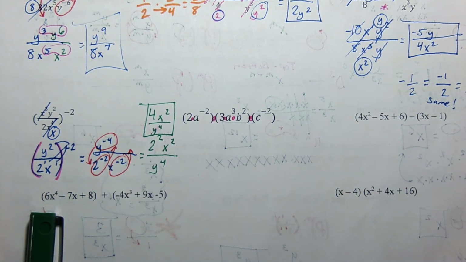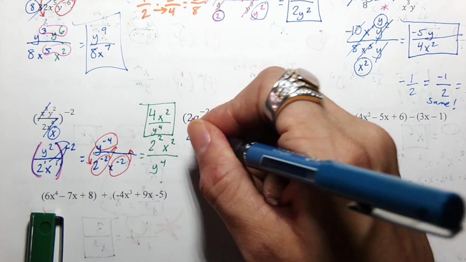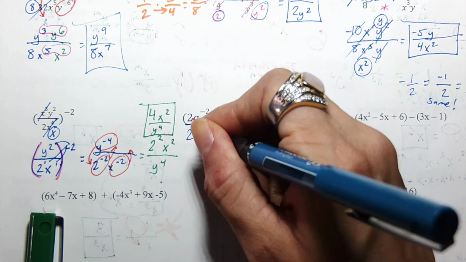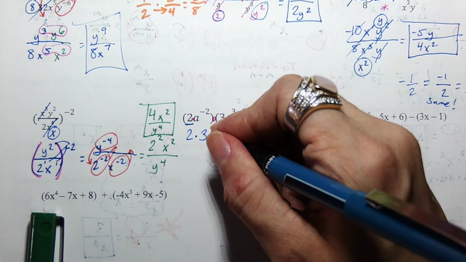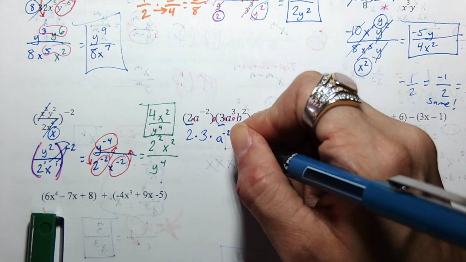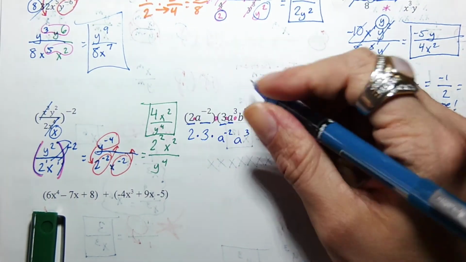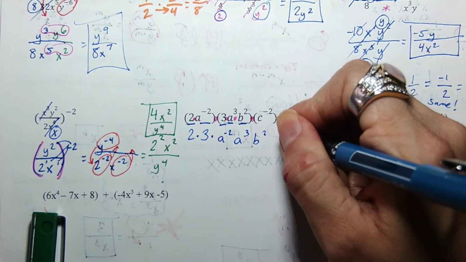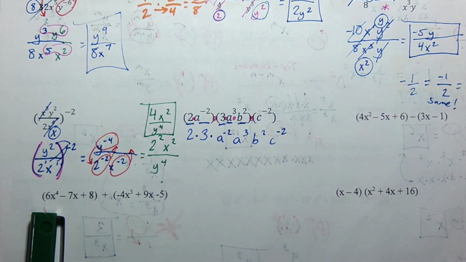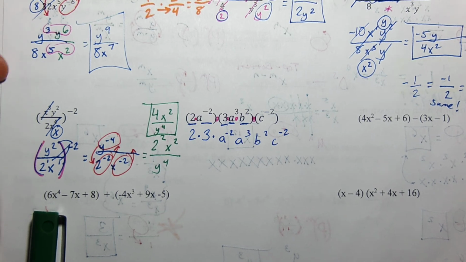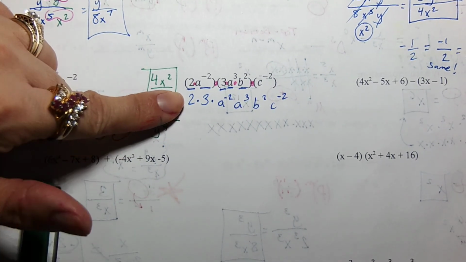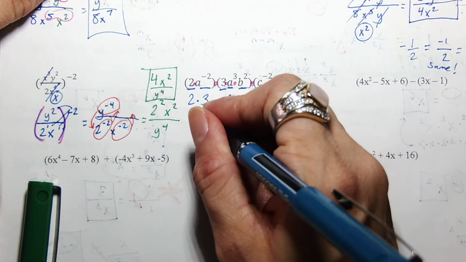So what I'm going to do is rearrange this because 2 times 3 is the same as 3 times 2. We can switch the order of these around. I'm going to put my numbers together, 2 times 3, and then I'm going to go alphabetically: a to the negative 2, a cubed, b squared, c to the negative 2. Because multiplication is commutative, or because we can switch the order, I'm just putting my like terms by each other. So 2 times 3 gives me 6.